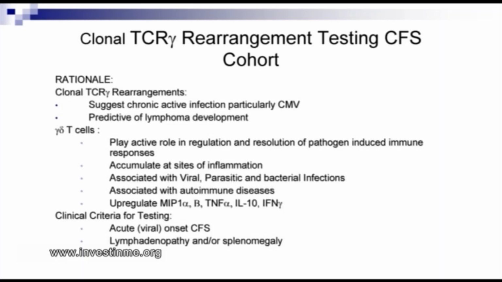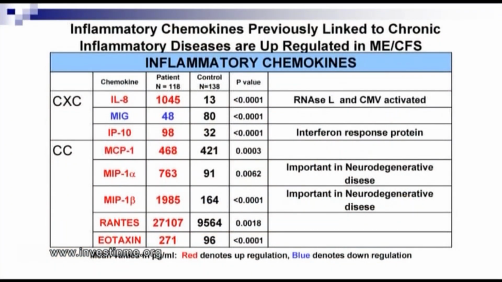So again, the clinical criteria for testing that Dan used was the acute viral onset of CFS and the lymphadenopathy and splenomegaly along with the gamma delta T cell rearrangement. So here are the results of the study. We had 118 patients and 138 controls, and clearly you can see a number of cytokines and chemokines. These might be all chemokines. A number of chemokines all upregulated, and you can see that it makes sense with their role.